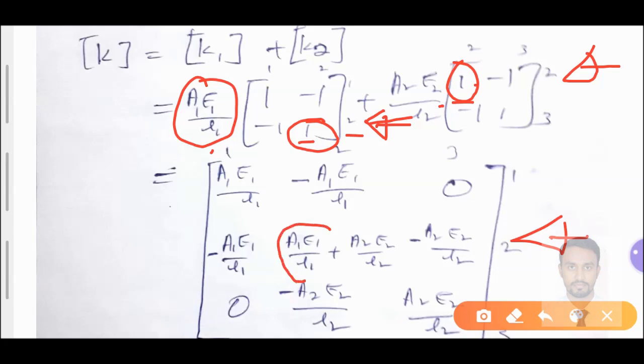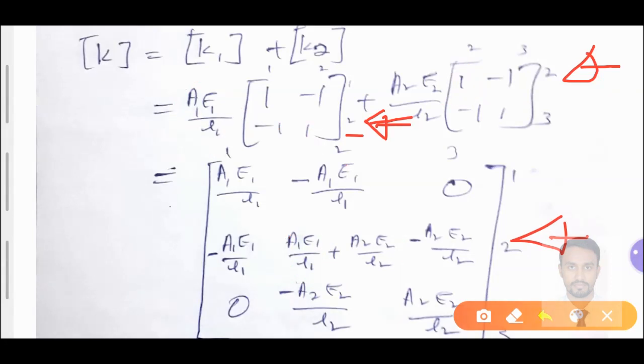a1 e1 divided by l1 plus a2 e2 divided by l2. So we have this multiplied here, plus a2 e2 divided by l2. So we got this second row second column.